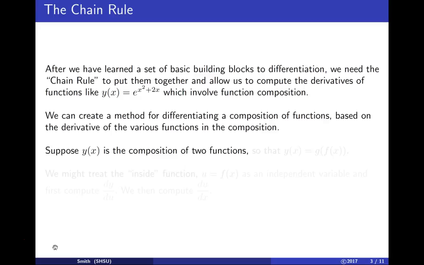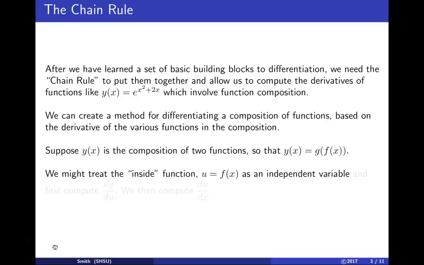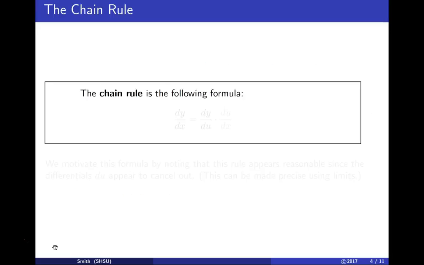functions in that composition. So if y is a composition of two functions, say y of x is g of f of x, then we can treat the inside function, f of x, as an independent variable and first compute the derivative with respect to that new independent variable, I'm calling it u here, and then when we're done, we can compute the derivative of u, the new independent variable, with respect to x. If we do that, then the derivative of my original function with respect to x is the derivative of the function with respect to u, the intermediate variable, times the derivative of u with respect to x.